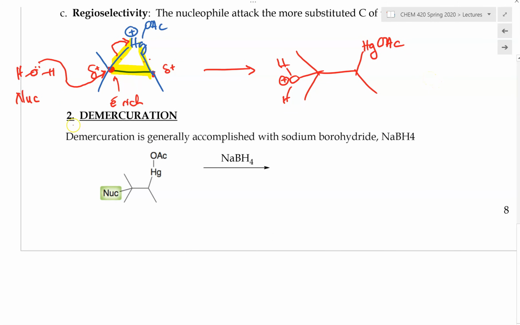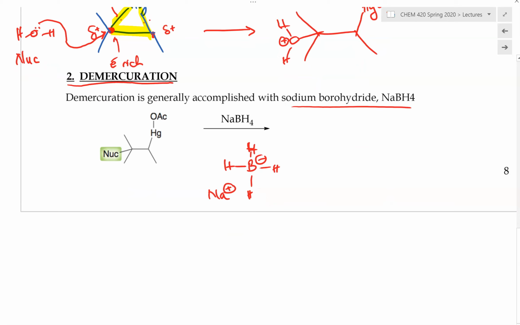The second step is then the demercuration step, which is basically accomplished by reacting with sodium borohydride. Now sodium borohydride is a very good source of nucleophilic hydride. So here we would have the structure of sodium borohydride as follows. The boron would then donate electron to one of these hydrogens, and therefore that becomes a good source of hydride acting as the nucleophile.